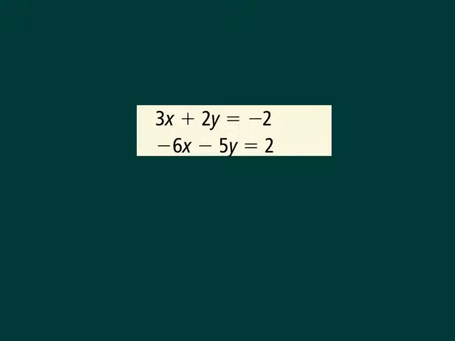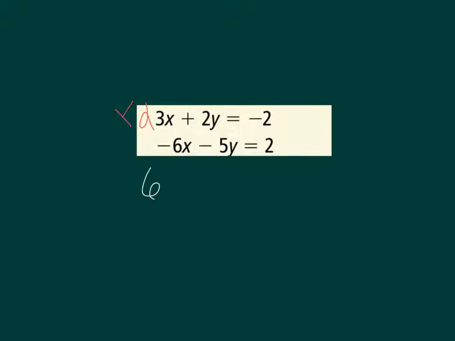So if I wanted to get the y's to be the same, I'd have to multiply the whole top row by 5 and the whole bottom row by 2. Or I could just multiply the whole top row times 2. I could multiply that whole top row times 2 to make those coefficients both positive and negative 6. So I'm going to rewrite my top equation after multiplying.